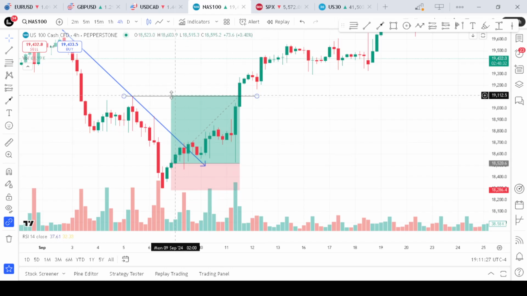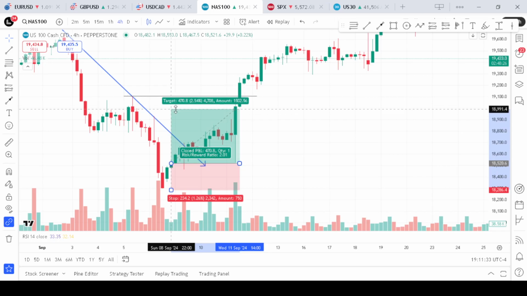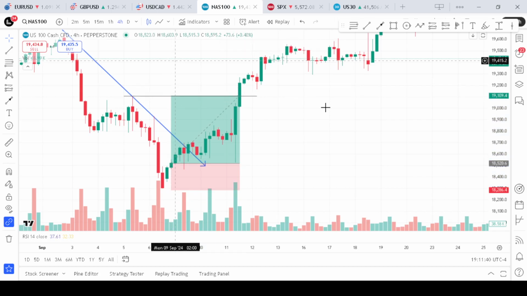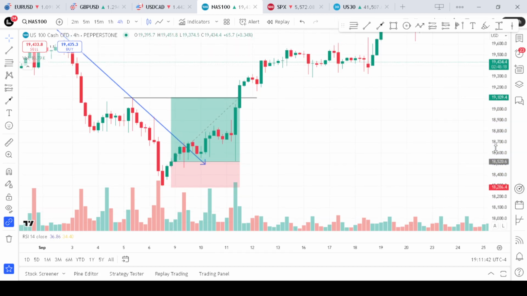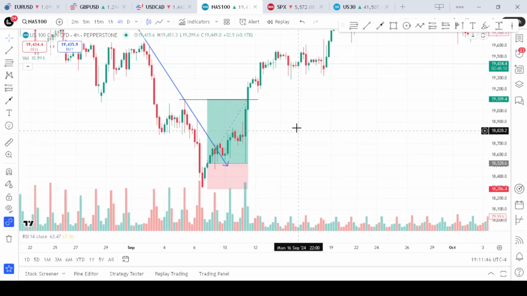That means we can use multiple targets, like first target and second target. Our first target can be 1:2, and our second target can be maybe a previous resistance area, or we can let it run, and once we see a sign of bearish momentum, or a sign of reduced volume, we can leave the trade. We have to always confirm this pattern on a higher time frame.